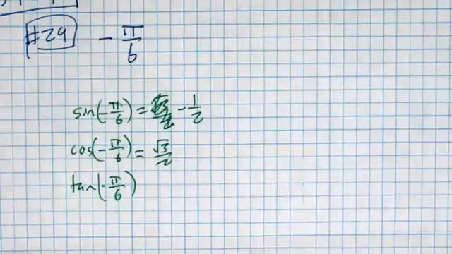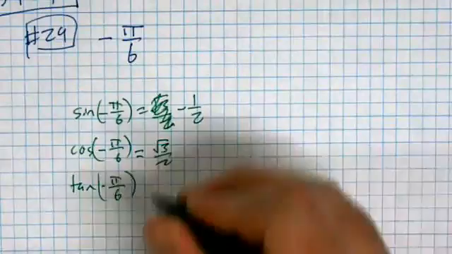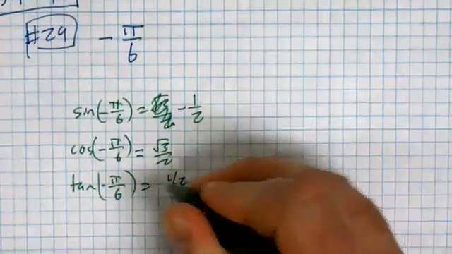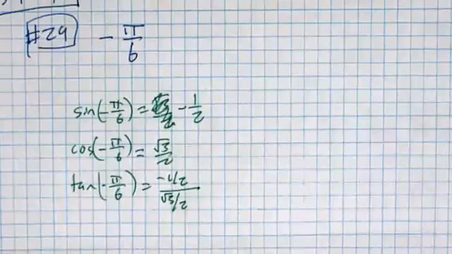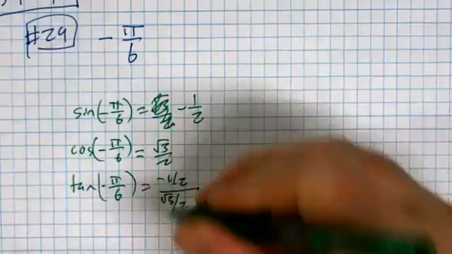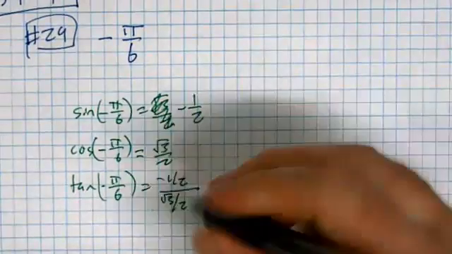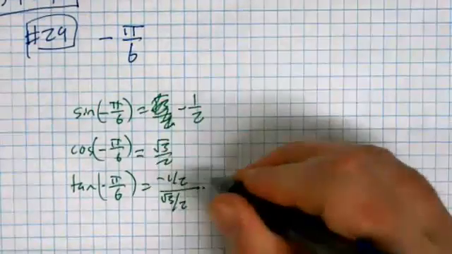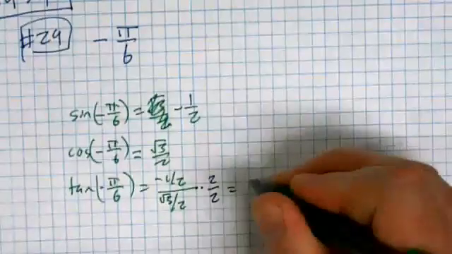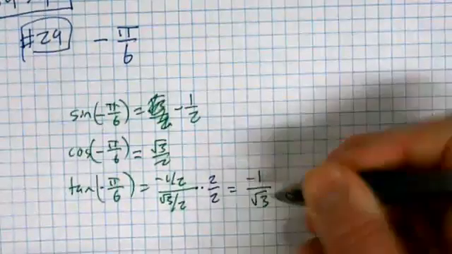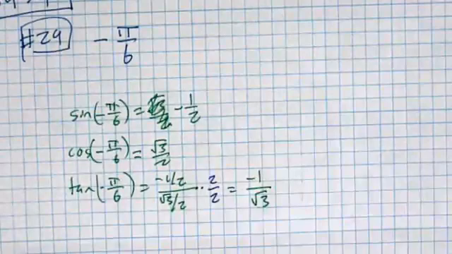And tangent, we can build tangent with sines and cosines. Which one goes on the top? Tangent is sine over cosine. So if I did negative 1/2 over radical 3 over 2, the over 2 parts would cancel. I could also think of multiplying by a fancy version of 1, 2 over 2. That gets me just negative 1 over root 3.